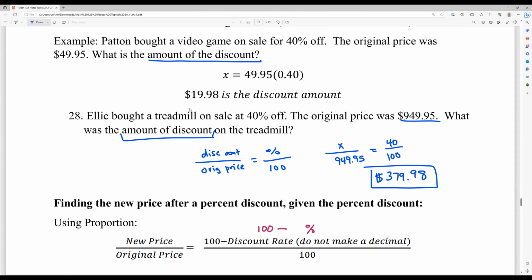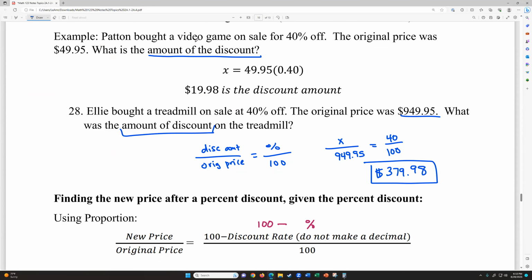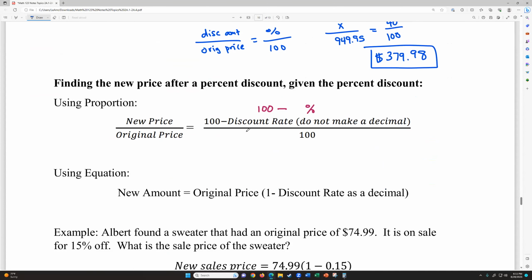So if we're wondering what the actual price of the treadmill is, we would have to do 949.95 minus 379.98. So that would be what they would actually pay for it if they were wanting to know the actual price that they're going to walk out and pay. We just asked how much are they going to take off. The discount amount is how much they are taking off the price. Okay, so this next proportion setup is exactly what we were just talking about.